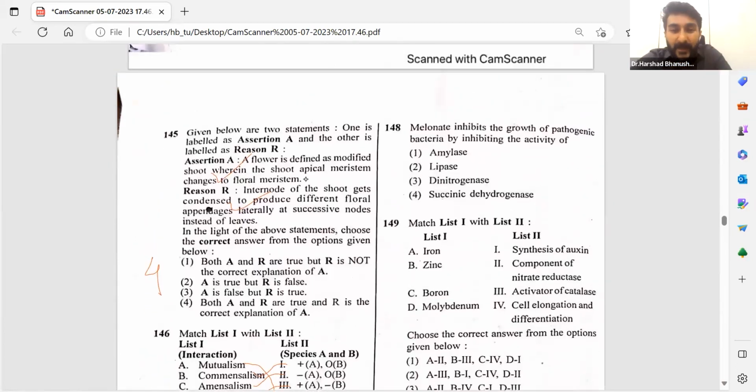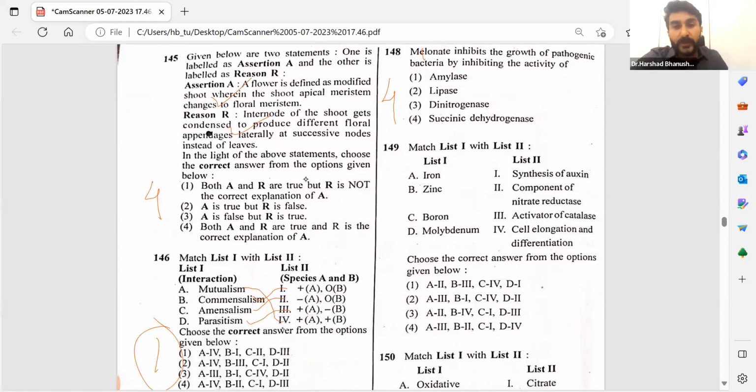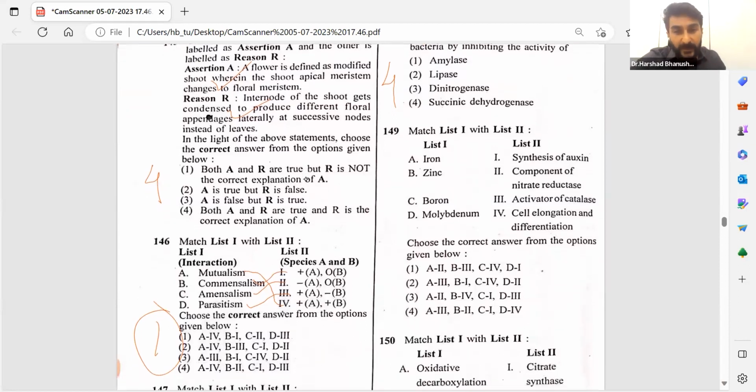Malonate. So it's a spelling error. It should be malonate. Malonate, if you remember, is a competitive inhibitor of the enzyme succinic dehydrogenase. So it is responsible for inhibiting the activity of succinic dehydrogenase.